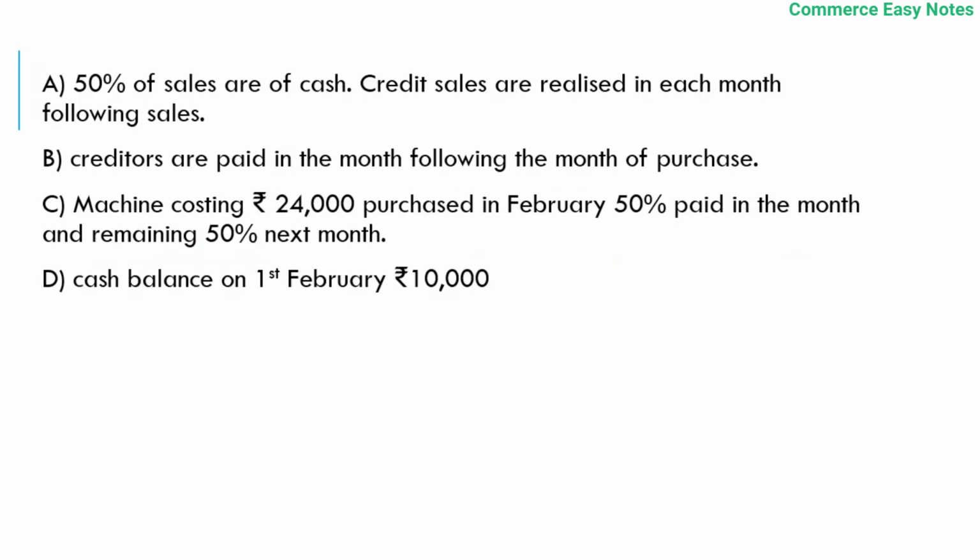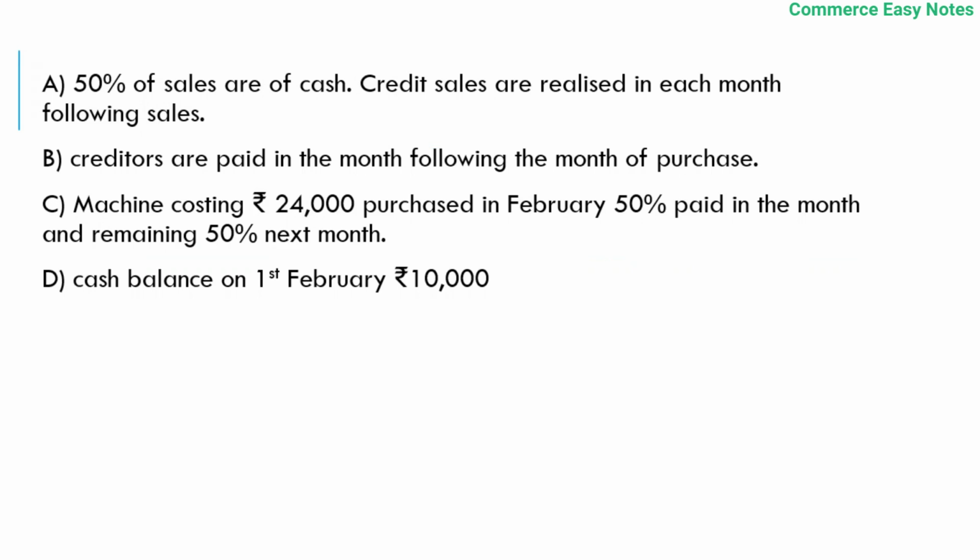The machine costing 24,000 is purchased in February, 50% paid in that month and the remaining 50% next month. Therefore, of 24,000, 50%, 12,000, is paid in February and the rest, 12,000, in March. And the cash balance on the 1st of February, the opening balance, is given as 10,000.